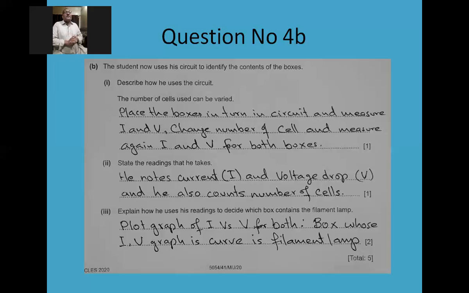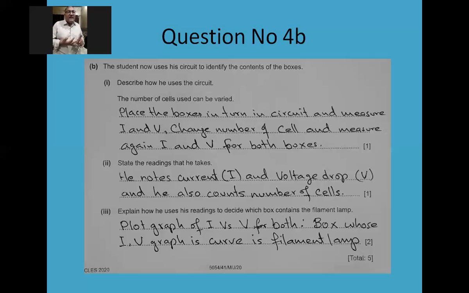Now the third part is, he says, explain how he uses his readings to decide which box contains the filament lamp. You see, the filament lamp is a non-ohmic conductor. So if you make the IV graph for the filament lamp, that graph will be a curve. But if you draw an IV graph for the fixed resistor, it will be a straight line. So very simple. Plot the graph of I versus V for both boxes; the one whose IV graph is a curve is the filament lamp.